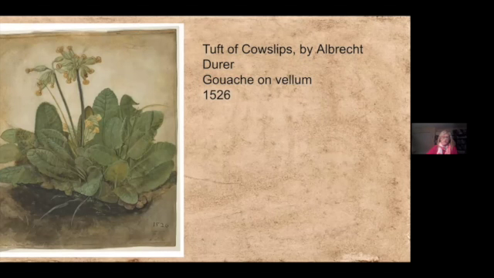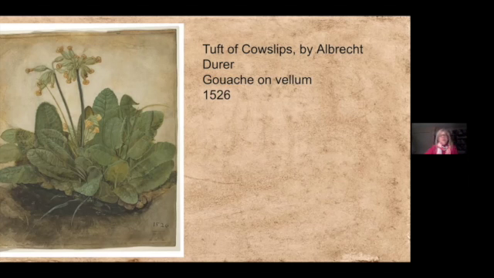This painting was done with gouache on vellum. So vellum is calfskin, and a lot of artists were using vellum back at that time. They would use parchment, which is sheepskin, to write manuscripts and illuminated manuscripts, but calfskin, the vellum they used for manuscripts also, but mostly for painting.